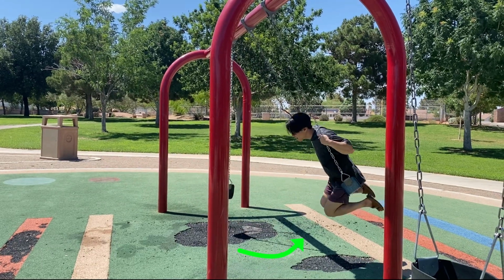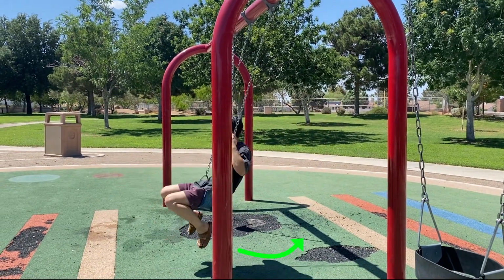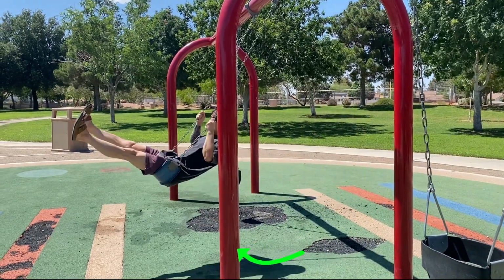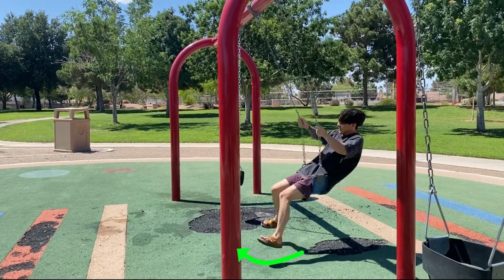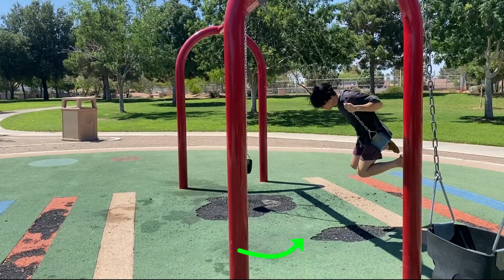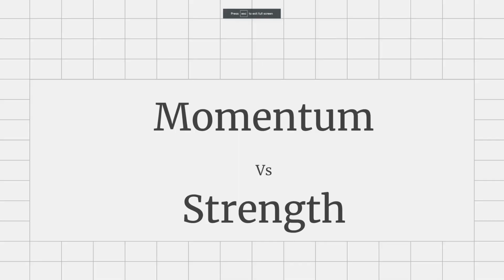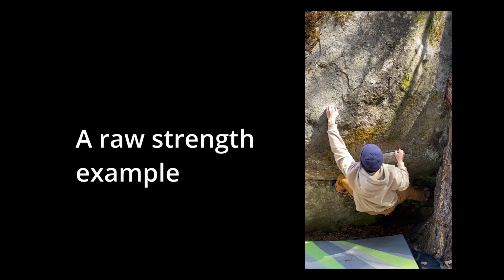When you hit the hover point, you'll then push back as hard as you can. This causes you to fall backwards until you hit another hover point, repeating this process until it feels like you've maxed out your speed. Let's preface this climbing discussion with a look at momentum versus strength in dynamic climbing.